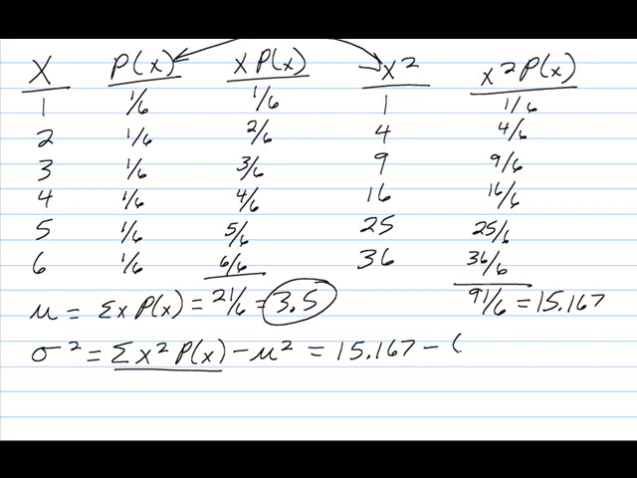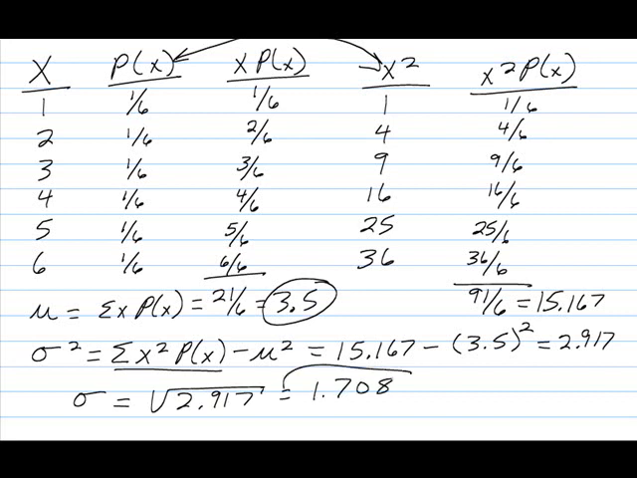From that we need to subtract the mean squared, which we already said the mean was 3.5. We calculated that in example 1. So we need to subtract that squared. And when you do this, you will get a variance of 2.917. So do keep in mind that's the variance. To get standard deviation, we always take the square root of the variance. So when you take the square root of 2.917, you get 1.708. And that is your standard deviation.